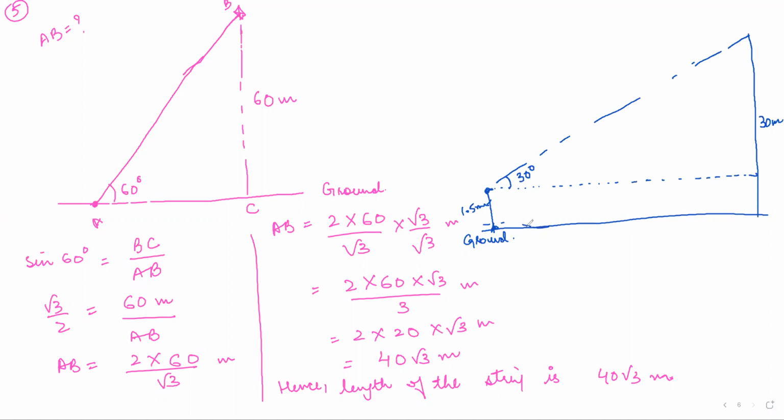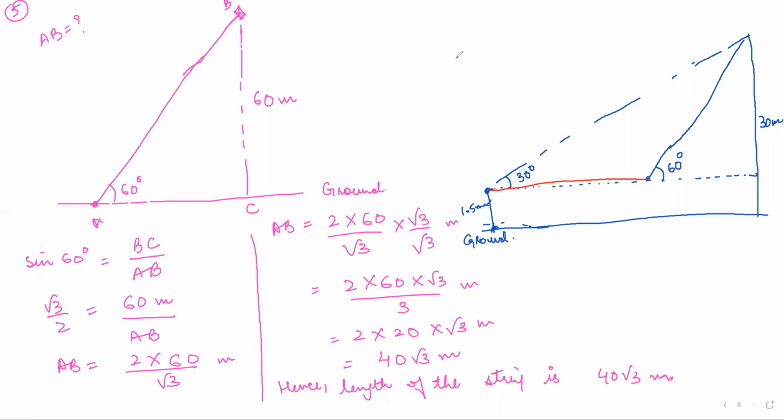Now he is moving towards the building. Read the sentence again. The angle of elevation from his eyes to the top of the building increases from 30 to 60 as he walks towards the building. So let's say he is coming here. From here he is watching. So now the angle of elevation has become 60 degree. Find the distance he walked towards the building. So I'm interested in this distance, I mean this red one.